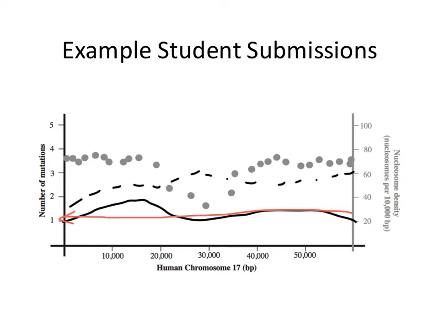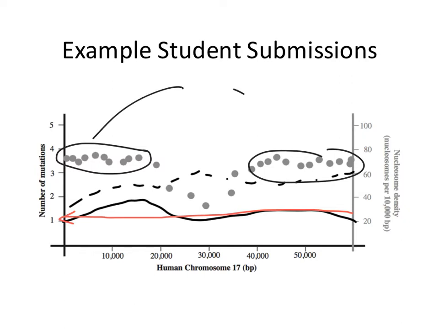What range of the chromosome in base pairs is the chromosome most tightly compacted? On the left and right side. The larger numbers, where nucleosomes are more dense. There are more of them per unit of chromosome. There's more protein, so these are more tightly compacted.